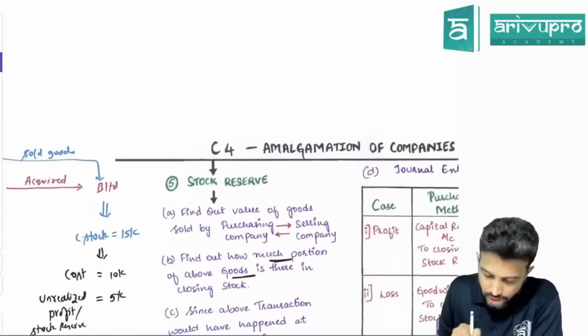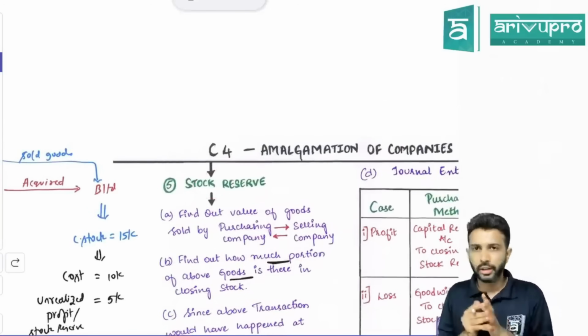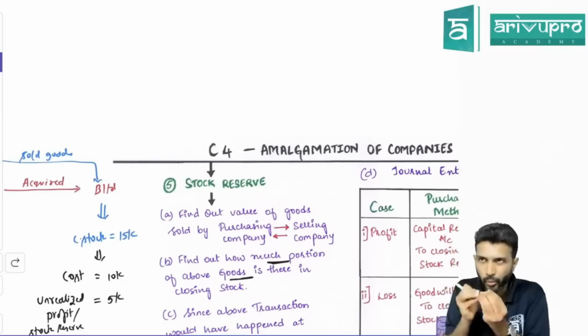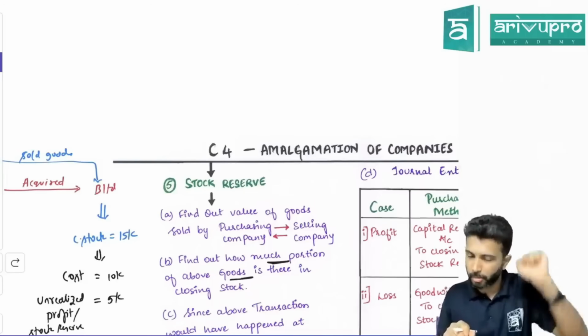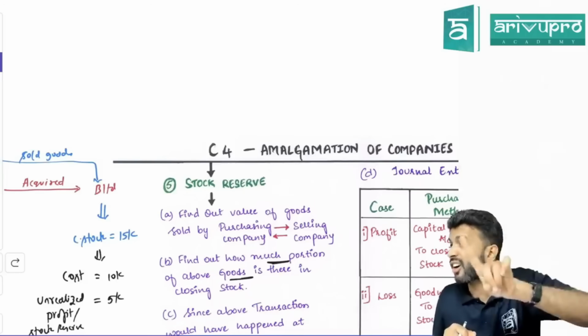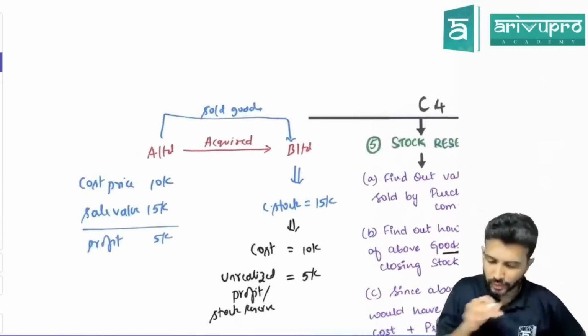Great. Next is stock reserve. Stock reserve means some profit. The very word stock reserve means some profit element included in closing stock. Some profit included in closing stock only we call a stock reserve. So how can it come? Let's look at this example.